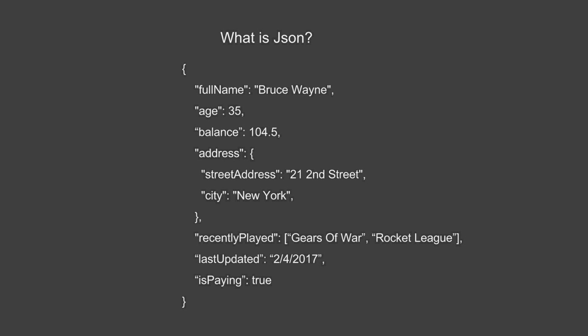We will be using this example throughout the tutorial. It represents a gamer's profile. The full name of the gamer is Bruce Wayne, as we can see from the first line. His age is 35. The city in which he lives is New York. I'm not going to go through all the properties, but we can also see he recently played Gears of War and Rocket League, and he is a paying customer.